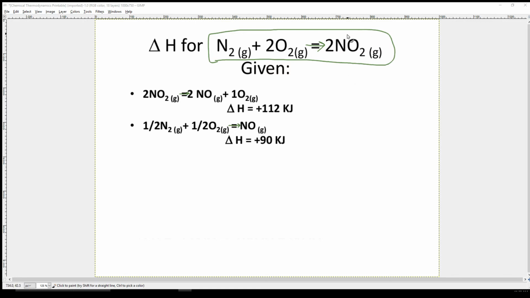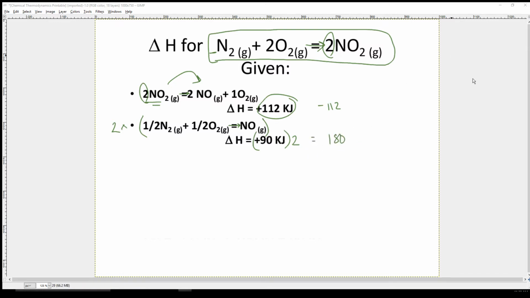So let's see. I know I want NO2 to be in the products, so I'm going to have to reverse this whole equation. And when I do that, this is going to become negative 112. I want 2NO2 in the products, and that's what I've got, so I don't have to change that. Now looking at this other equation, it has 1/2 N2, but I don't want 1/2 N2, I want 1 whole N2. So I would need to multiply this whole thing times 2, which means this also needs to get multiplied times 2. So I'll have 180.